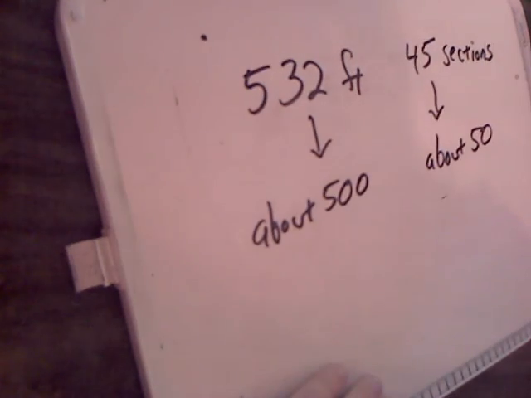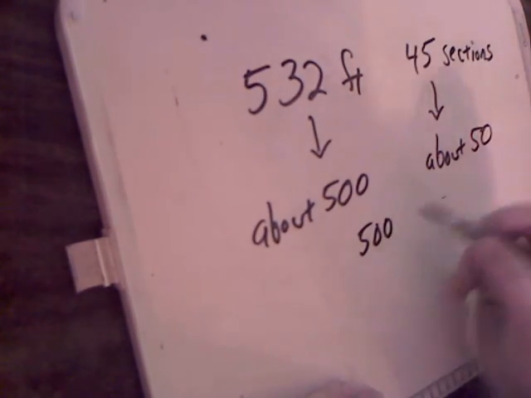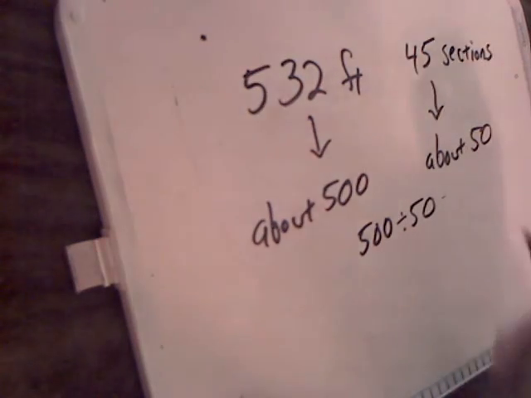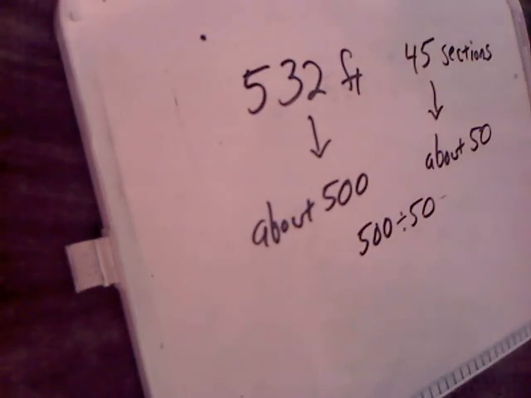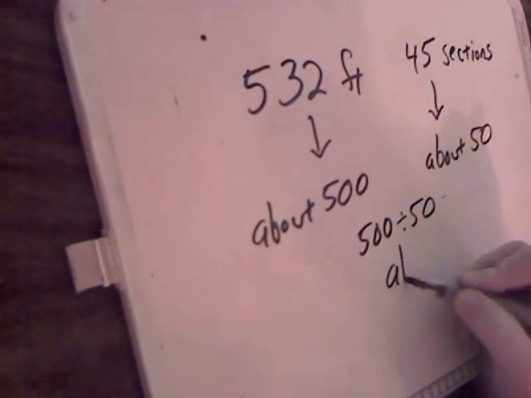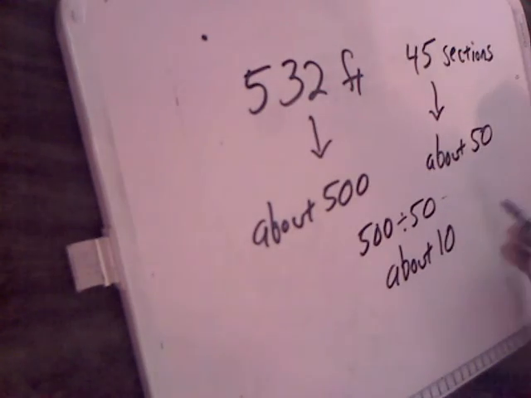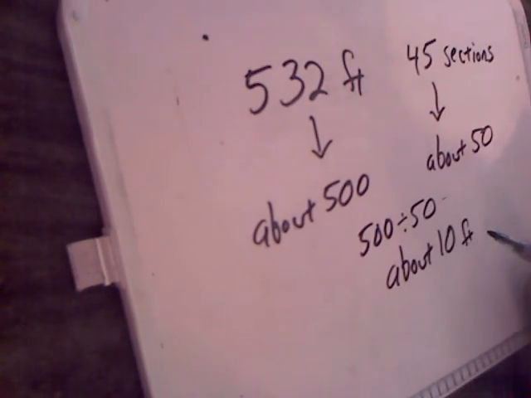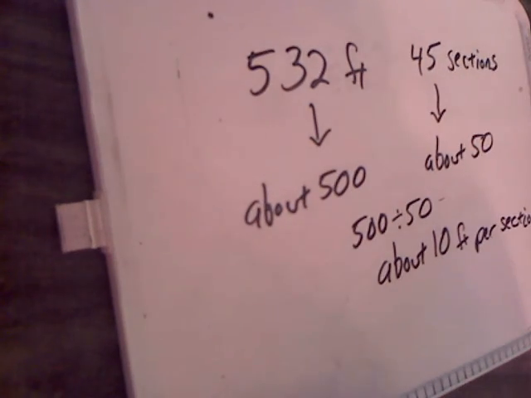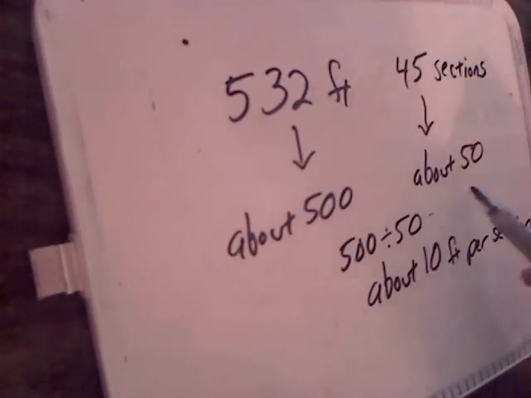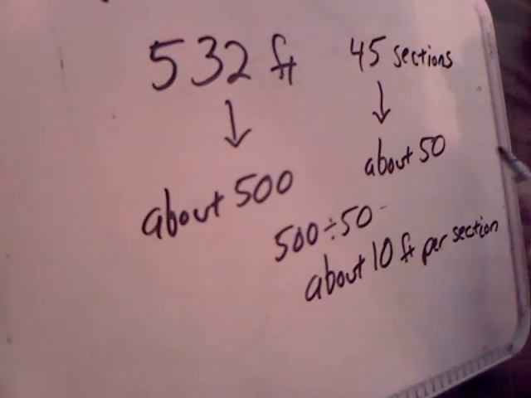about 50. Now, if we have about 500 feet of string and we need about 50 sections, when we do the division there, we're going to find that we have about 10 feet per section. That's not dividing 532 by 45 and then rounding the answer. That's first finding nicer numbers, and then figuring out what your estimated answer is.